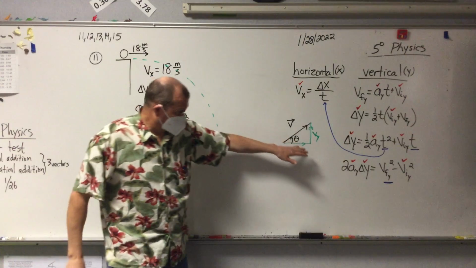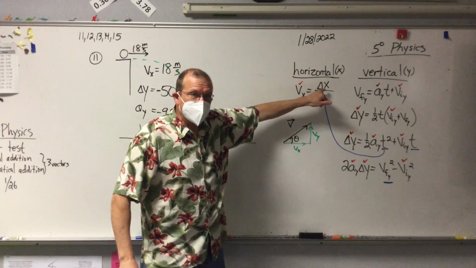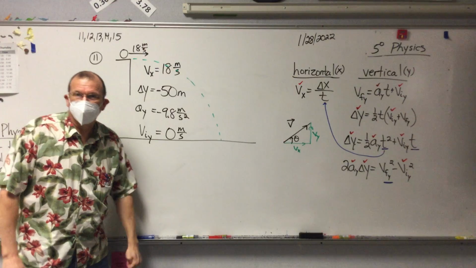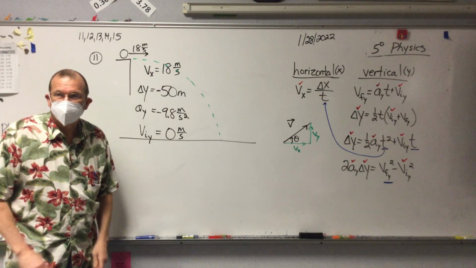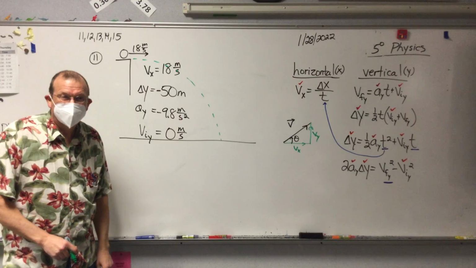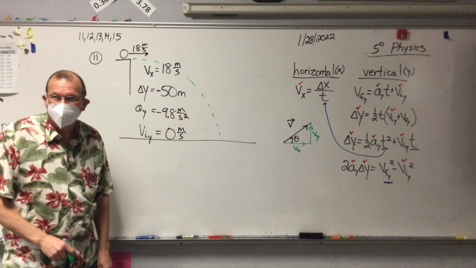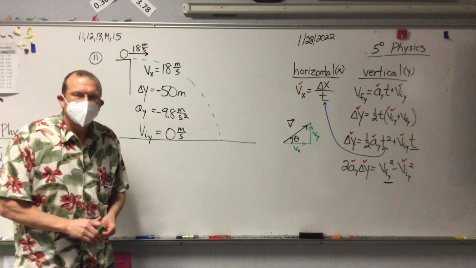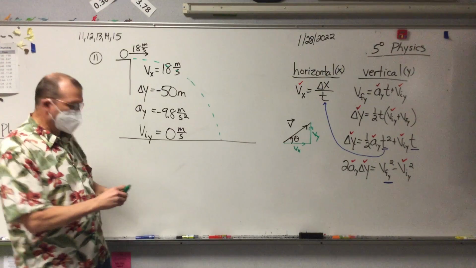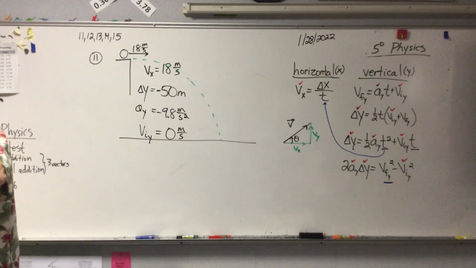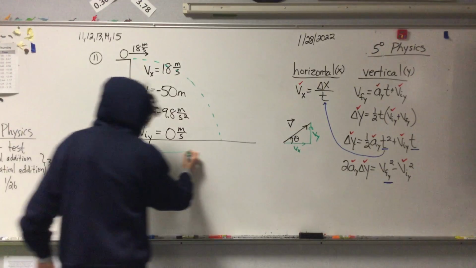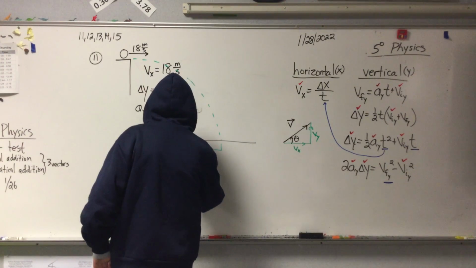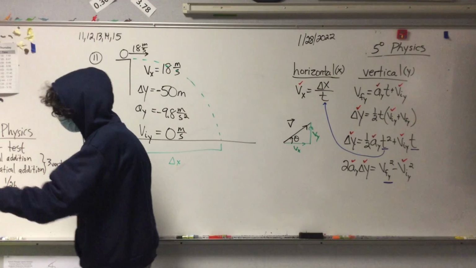What does the delta x represent in this picture? Horizontal distance? What? Horizontal distance? Okay. I'll go ahead and do this. Come draw a bracket to show where it is in the picture. Perfect. Okay.